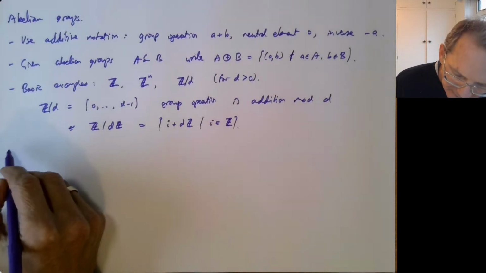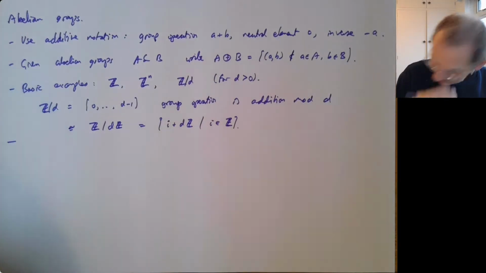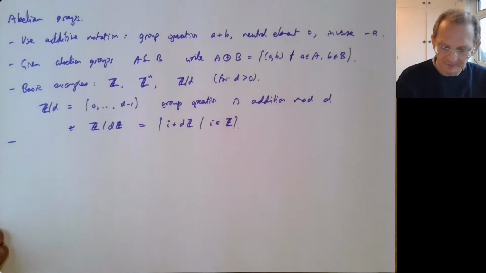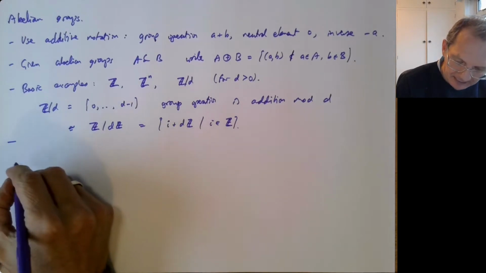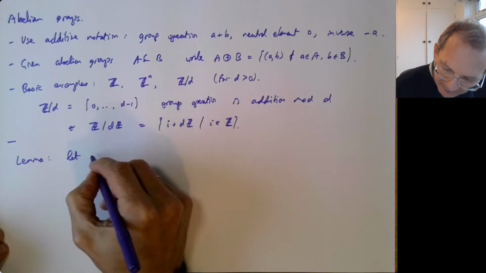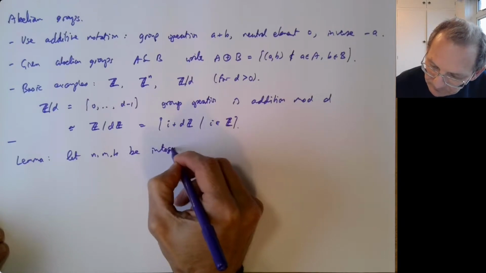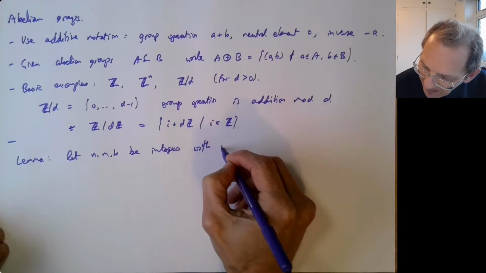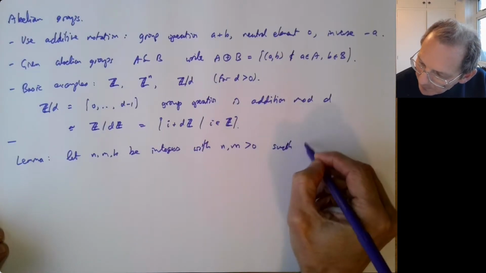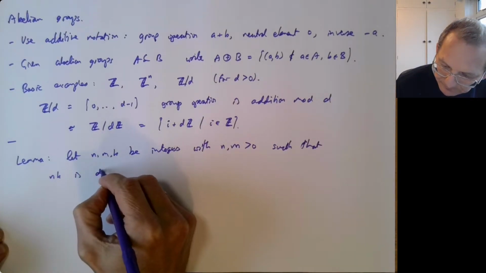Okay. And we need to think about various homomorphisms between abelian groups. One key thing to think about is homomorphisms between groups of this form Z mod nZ. So let's just make this a little lemma here. Let n, m, k be integers. n and m are going to be strictly positive. And we're going to assume that nk is divisible by m.